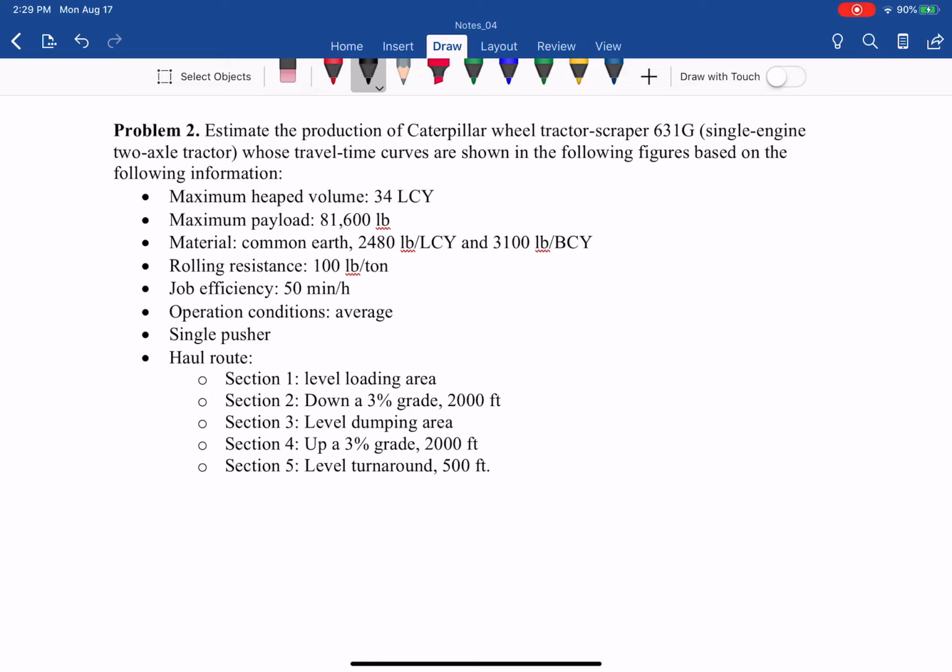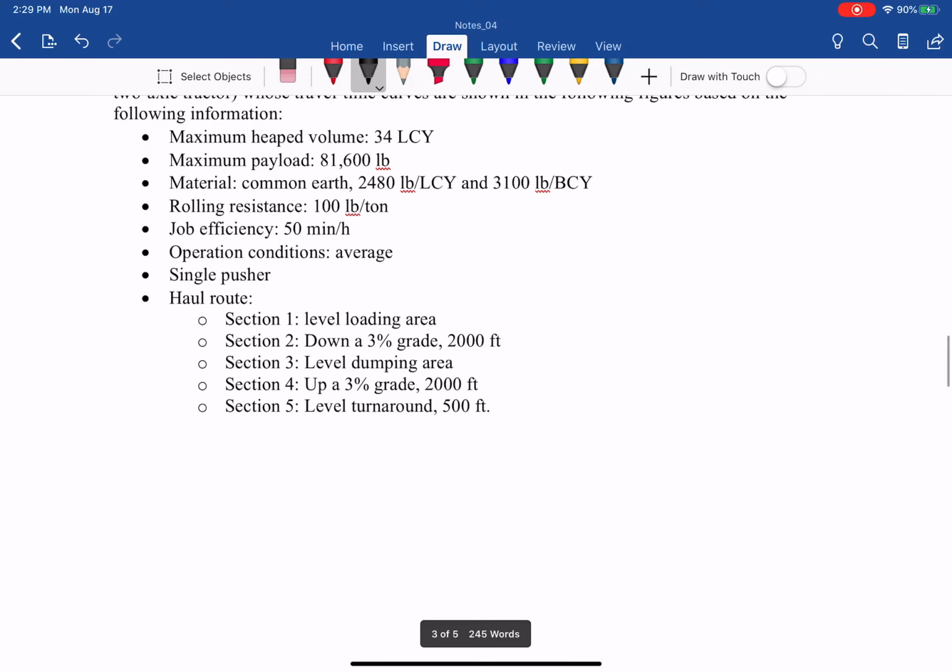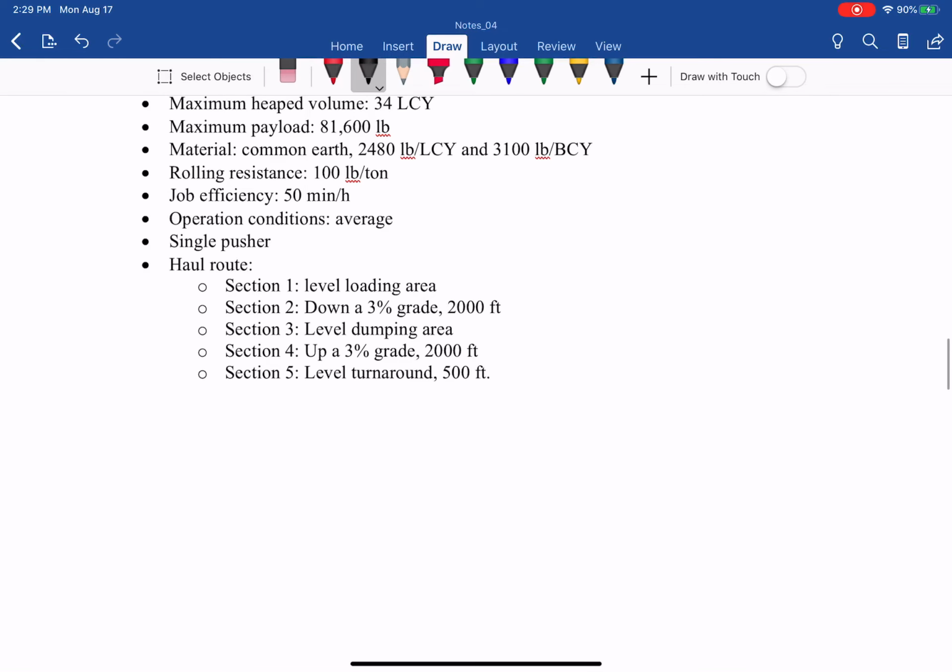Level loading area; level means the slope is 0. Downhill, 3% grade, that is the slope grade, 3%. The distance is 2,000 feet. Level dumping area, so no slope. Up, 3% grade, so a positive slope grade. And then level turnaround, meaning 0 slope grade. So how can we solve this problem?